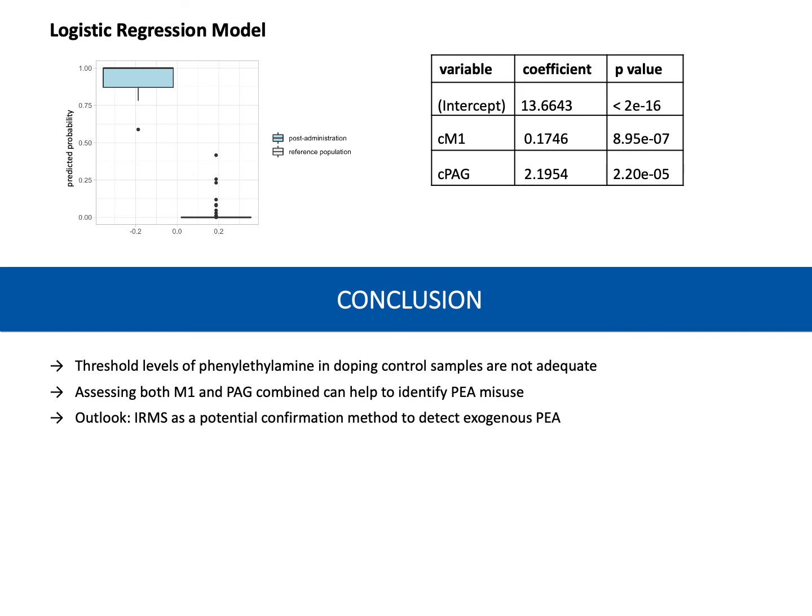So in conclusion, threshold levels of phenylethylamine itself in doping control samples are not really adequate, but assessing both M1 and PAG combined can help to identify PEA misuse. For the future, IRMS could be a potential confirmation method to detect exogenous PEA, which would for once help athletes from facing wrongful suspicions and also help doping control laboratories to clarify suspect observations concerning PEA.